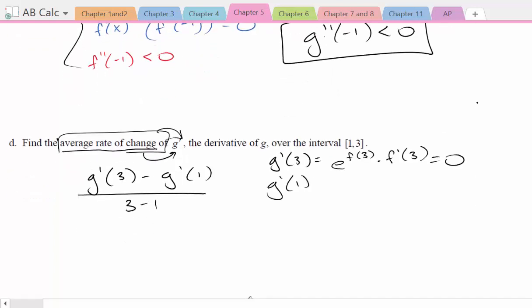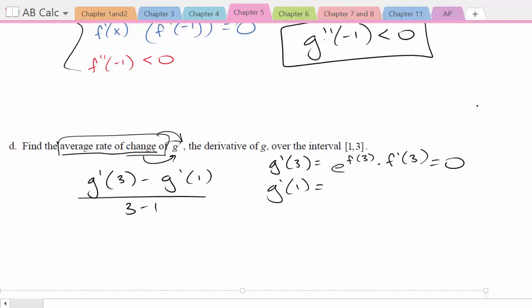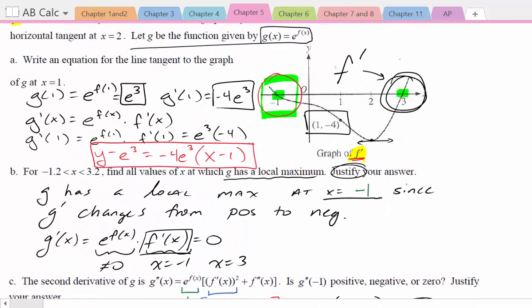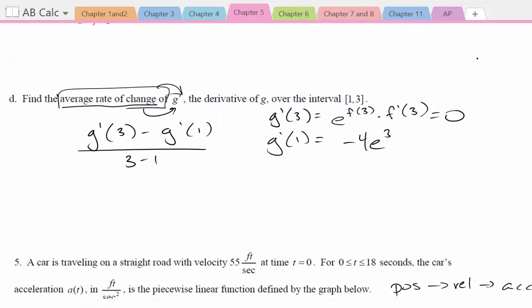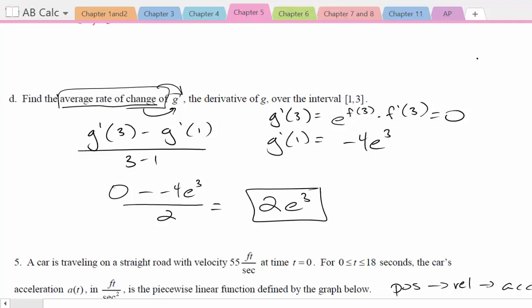G prime of 1 I found at the very, very beginning, which was -4 e cubed, it's right here. I fill this all in, 0 minus -4 e cubed divided by 2. If I clean it up, I get 2 e cubed. That's it.